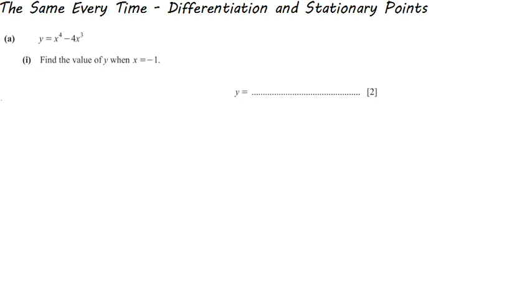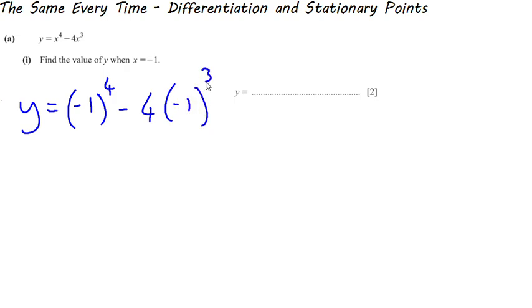Here's an exam question. Part A, they've got this function, y equals x to the power 4 minus 4x cubed. 2 marks for this. Find the value of y when x equals negative 1. Well, all we have to do is put x equals negative 1 into the function that they give us. So everywhere we see x, we put negative 1 instead. So negative 1 to the power 4 minus 4 times negative 1 to the power 3.